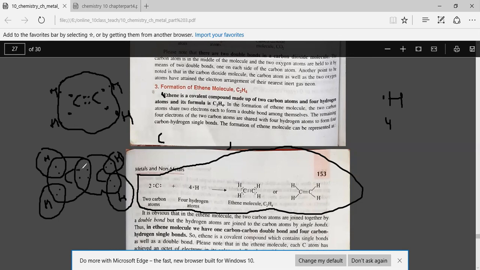So we have two bonds here. A double bond is there between the carbon and carbon, and the single bond is between carbon and hydrogen. So this is the structure. You have to draw this also.